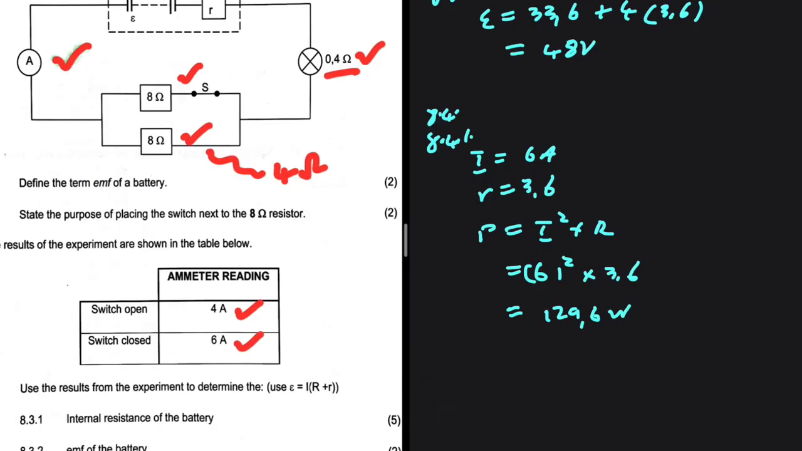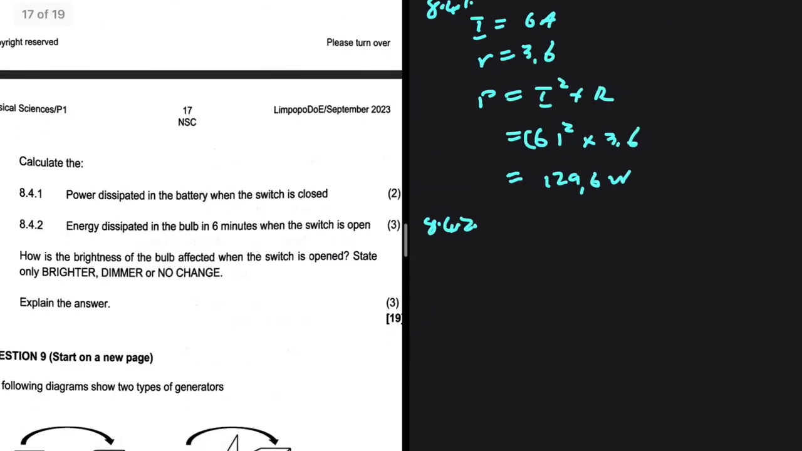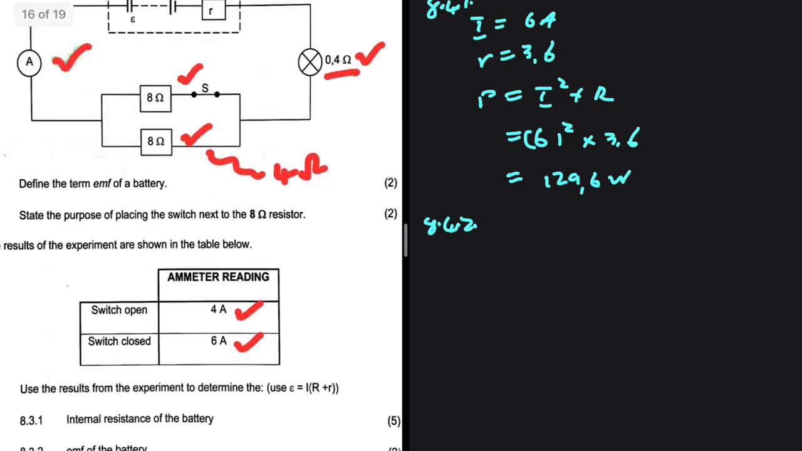Let's look at 8.4.2. Energy dissipated in the bulb in 6 minutes when the switch is open. When the switch is open, our current is 4 amperes. Our time is 6 minutes.